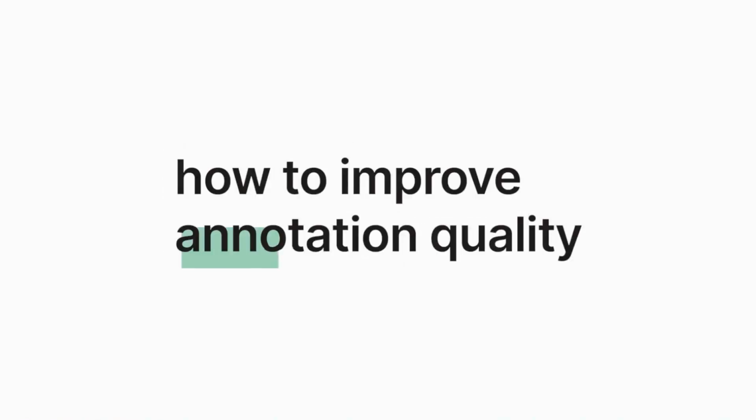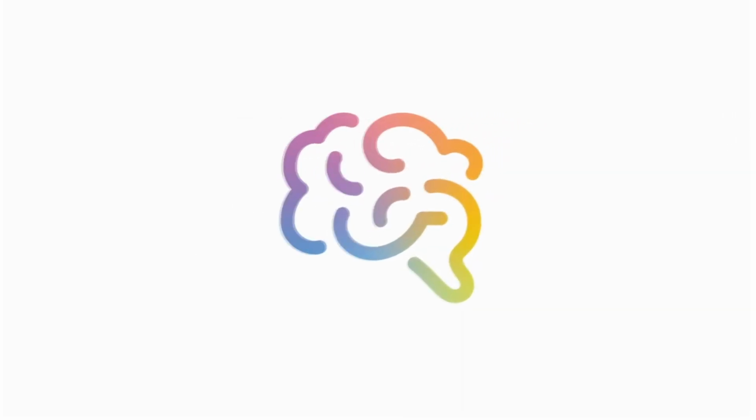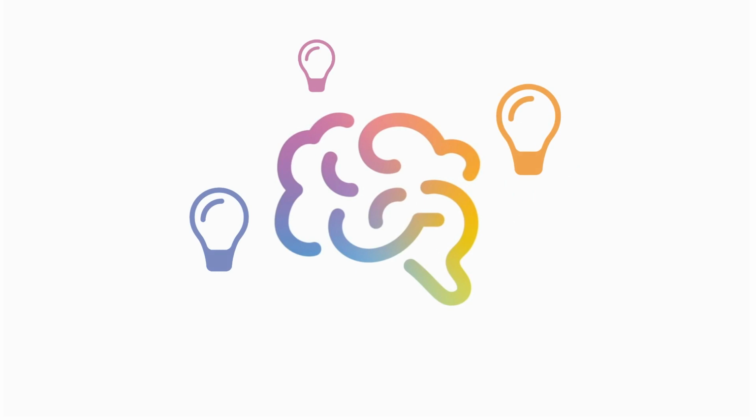Let's talk about annotation quality and how to improve it using textada. When working with traditional annotation software, improving quality often means further training your team or revising annotation guidelines, which can take weeks or even months. But with textada, you might be done before lunch break. The key is to help the textada AI make better decisions. Let's look at an example to see how quickly and easily this can be done.